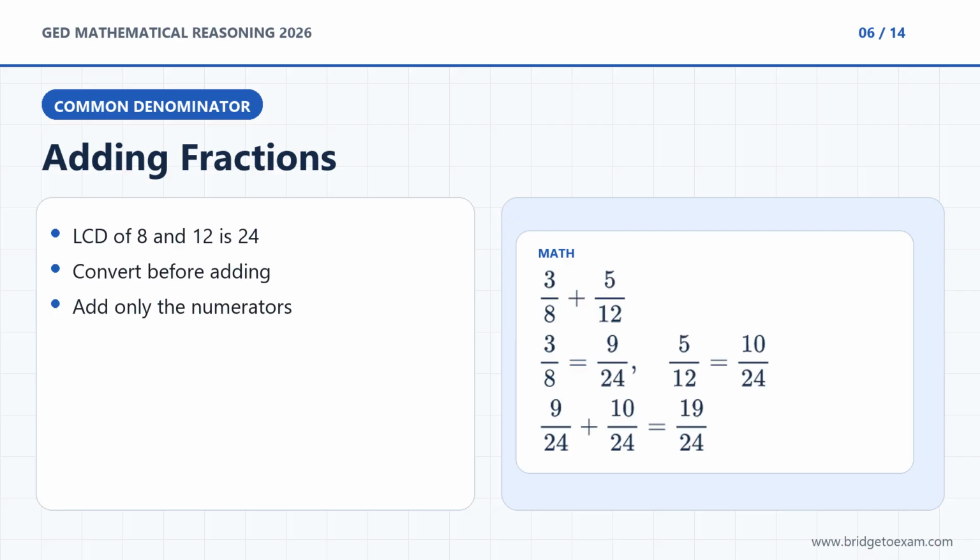When you add or subtract fractions, the denominators must match. For 3/8 plus 5/12, the least common denominator is 24. Convert both fractions, add the numerators, and keep the denominator.